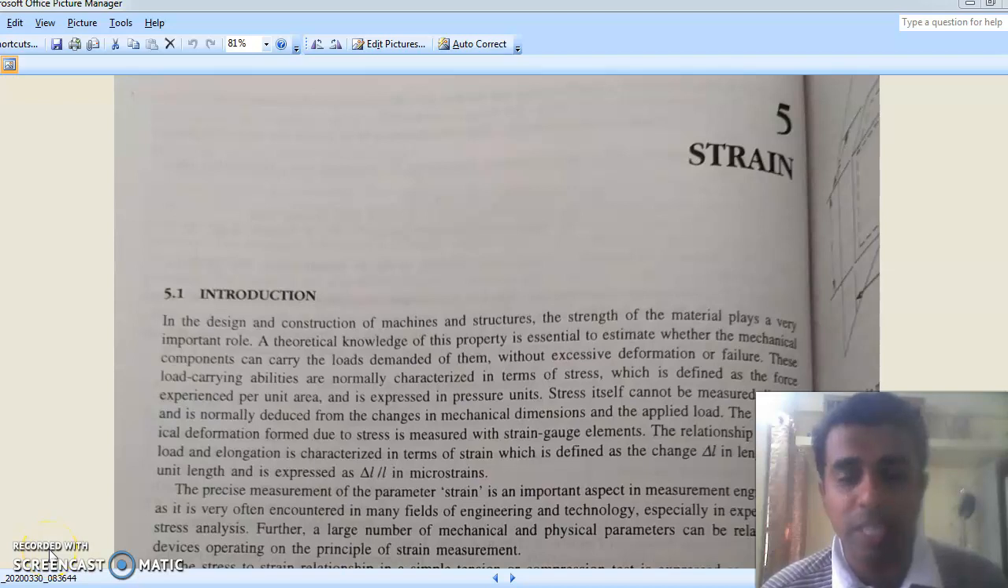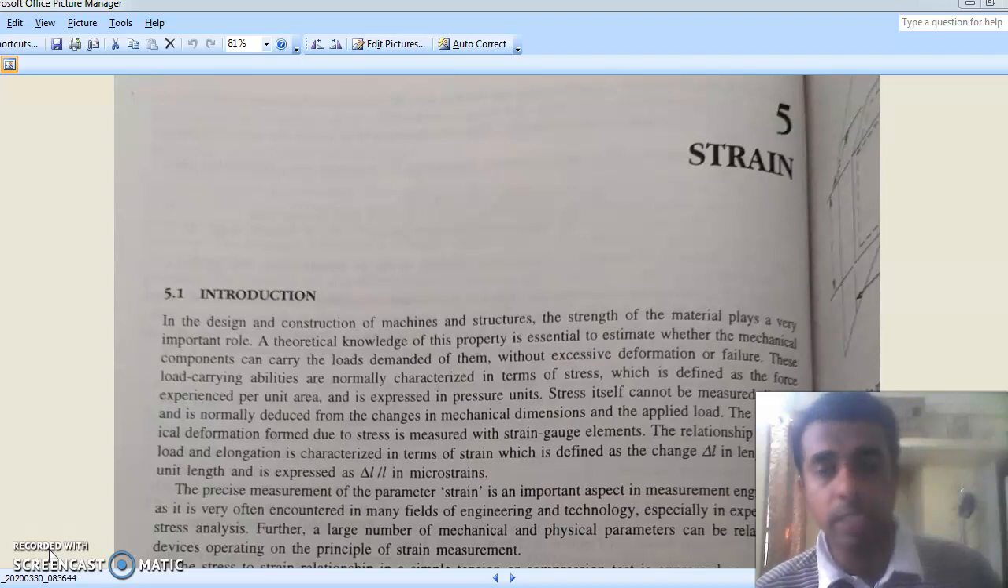So welcome to the fifth lecture of module 6. Today we will concentrate on a special type, or a special class, of transducers, that is strain gauges. In the last video I discussed LVDT, its operation principle, construction, advantages and disadvantages. Today we'll see what a strain gauge is and how it quantifies the strain, or the stress, or the force applied. So let's first see why these strain gauges are required.